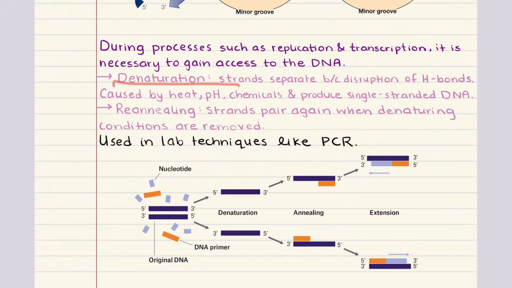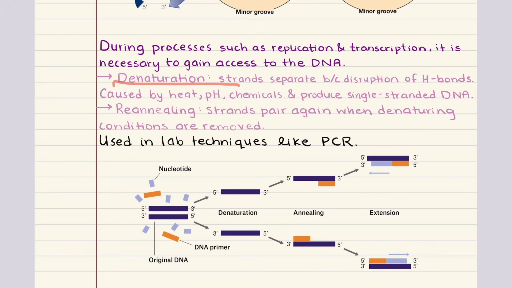Denaturation happens when the hydrogen bonds between the base pairs break, usually because of things like heat or changes in pH or the use of a chemical agent. This results in single-stranded DNA, which is necessary for enzymes like DNA polymerase or RNA polymerase to work.